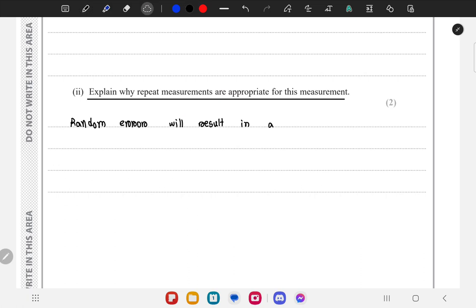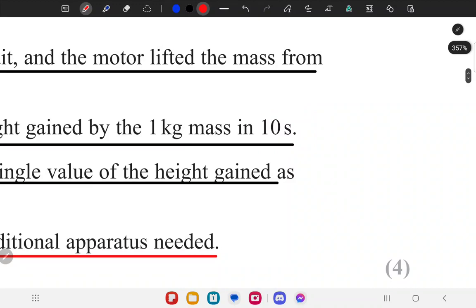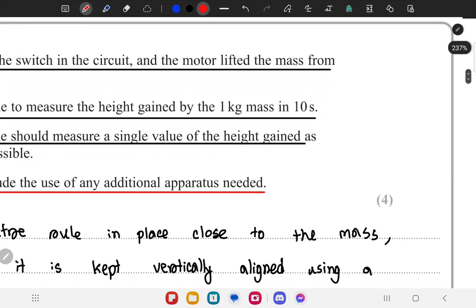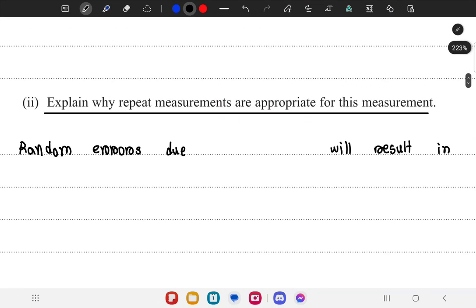You can mention what type of random errors can occur here. It could be due to reaction time, because we are measuring the distance moved by a moving object within 10 seconds. We might take more than 10 seconds to react, so we might measure the distance at around 10.2 seconds or 10.1 seconds. So that would cause a random error. Random errors might be introduced from parallax error as well in this case.